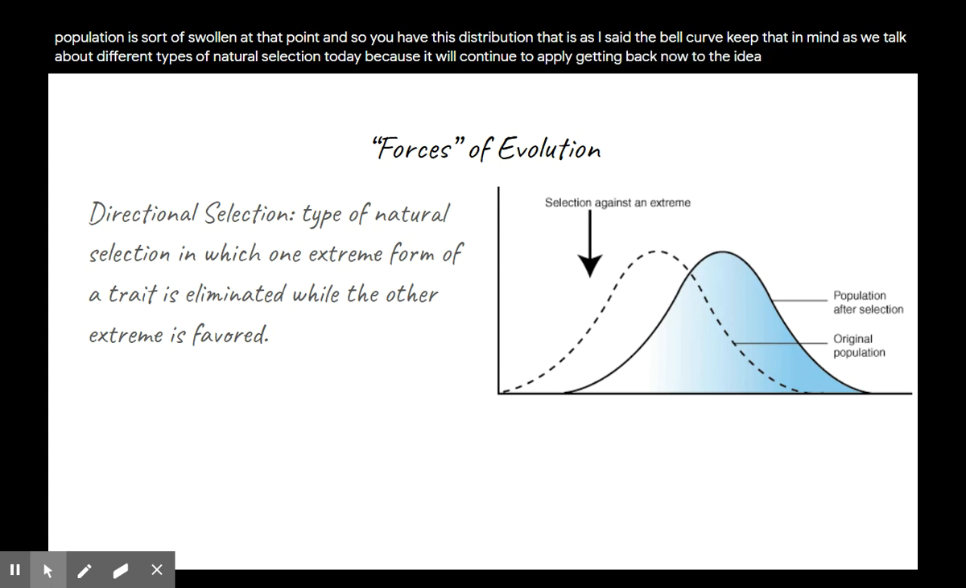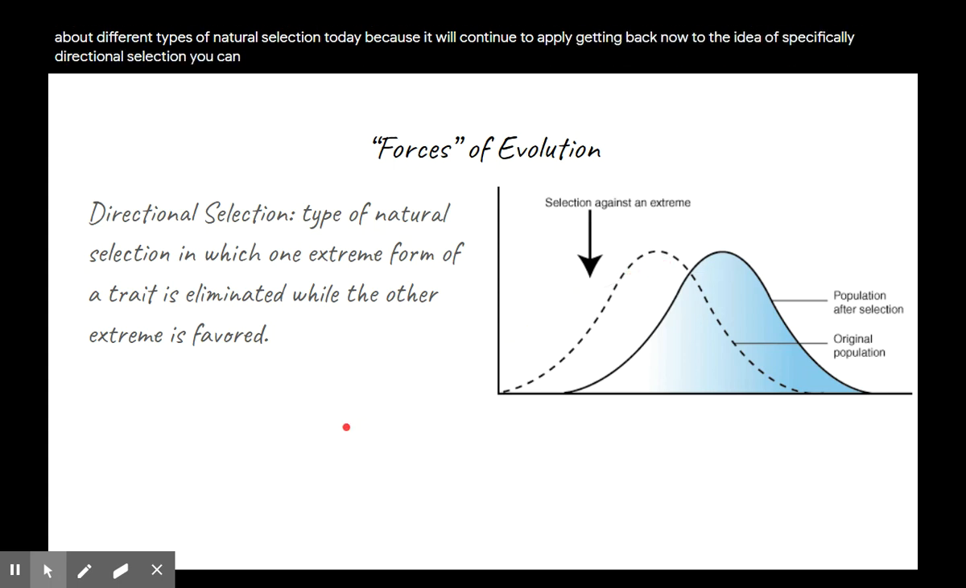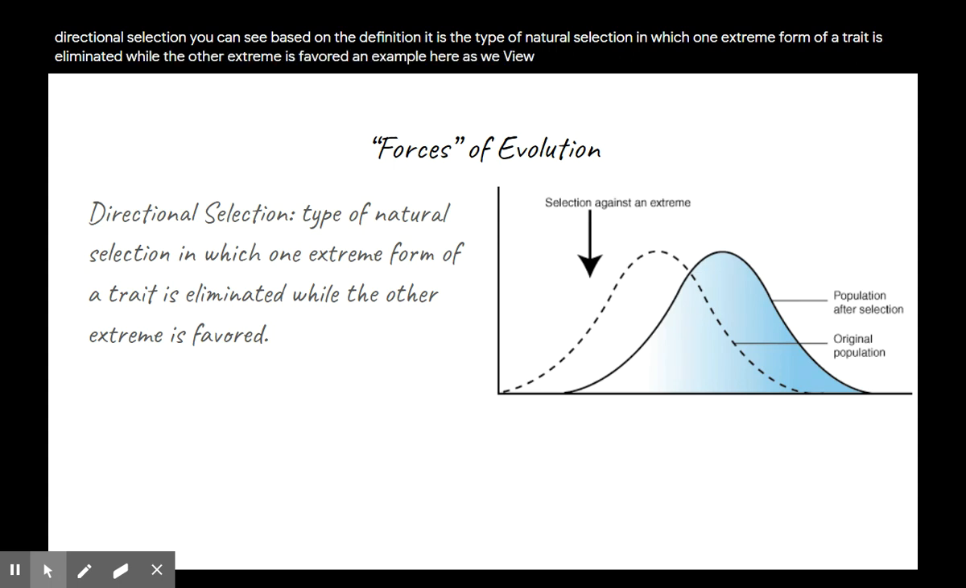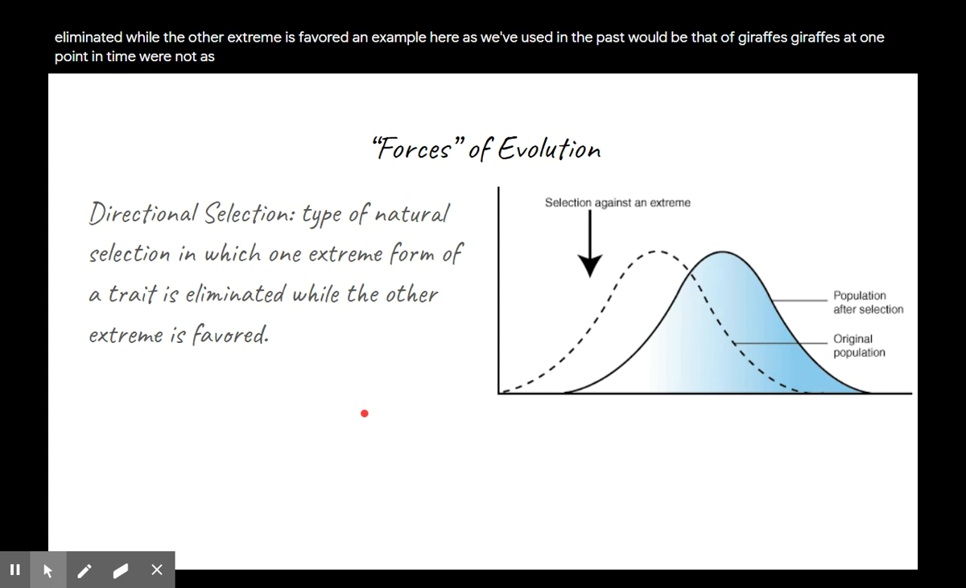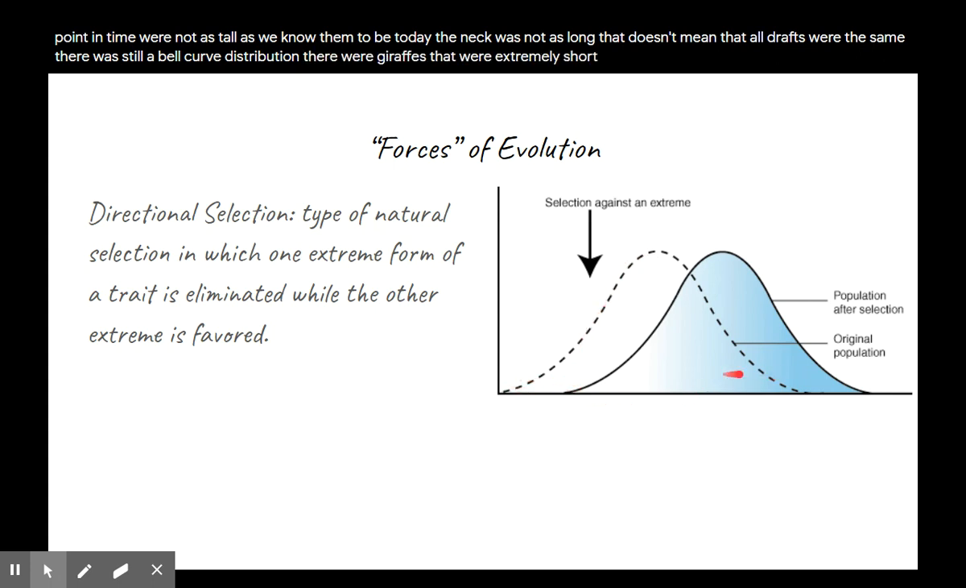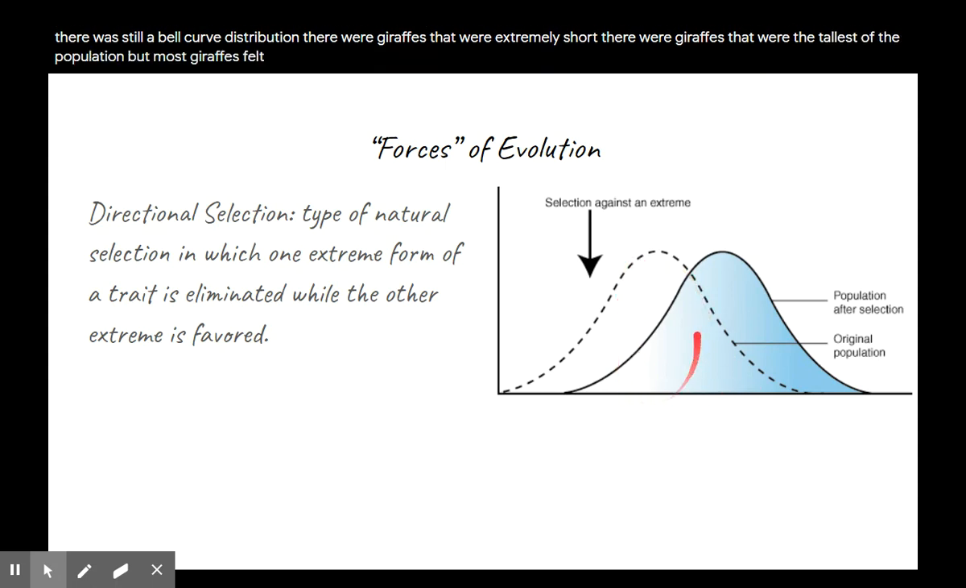Getting back now to the idea of specifically directional selection, you can see based on the definition, it is the type of natural selection in which one extreme form of a trait is eliminated while the other extreme is favored. An example here, as we've used in the past, would be that of giraffes. Giraffes at one point in time were not as tall as we know them to be today. The neck was not as long. That doesn't mean that all giraffes were the same. There was still a bell curve distribution. There were giraffes that were extremely short. There were giraffes that were the tallest of the population, but most giraffes fell somewhere in the middle.